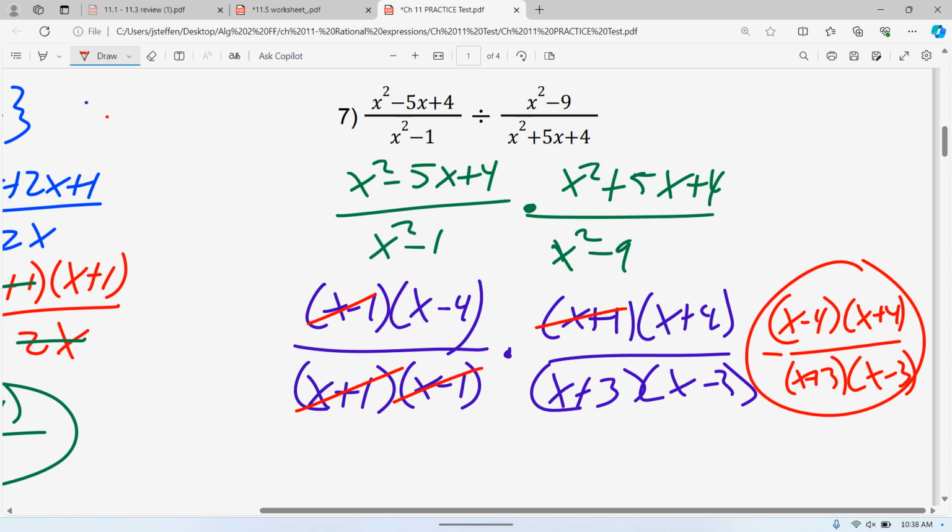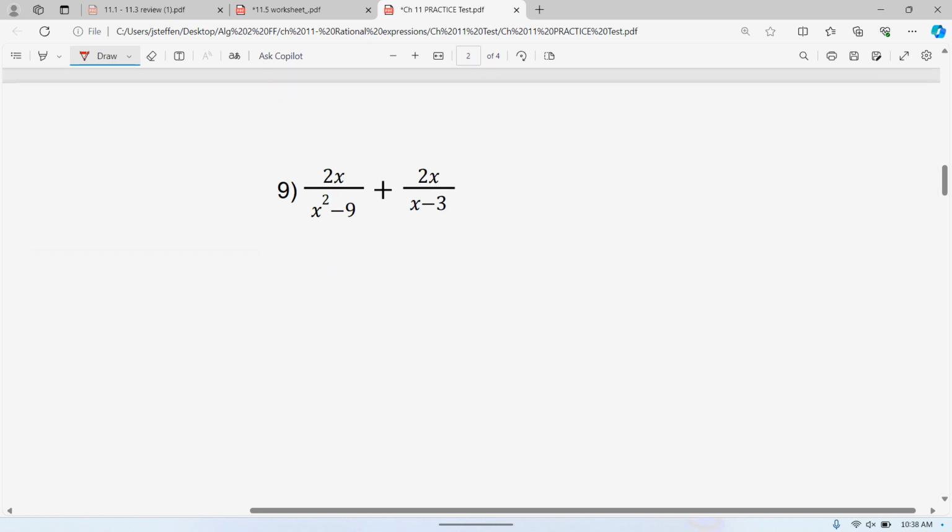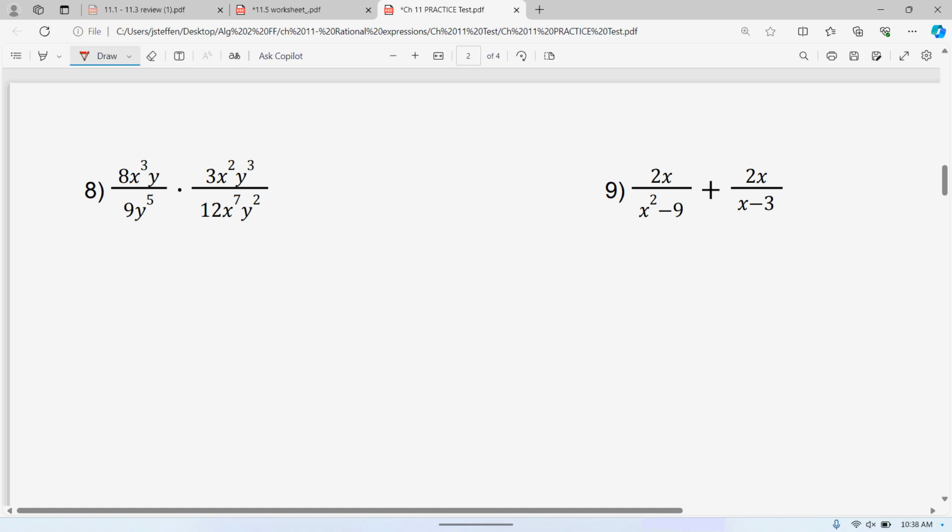All right, moving on to number 8. 8 is one where we have a bunch of monomials. We've talked about these since that first day. There's a couple things you could do. I know some people like to reduce the 3 and 12 right away. You could also reduce the x's, reduce the y's, same thing here. Reduce the 8 and 9, reduce the y's, then combine things. I just think it gets pretty busy pretty quickly, so I'm just going to stick with my original.